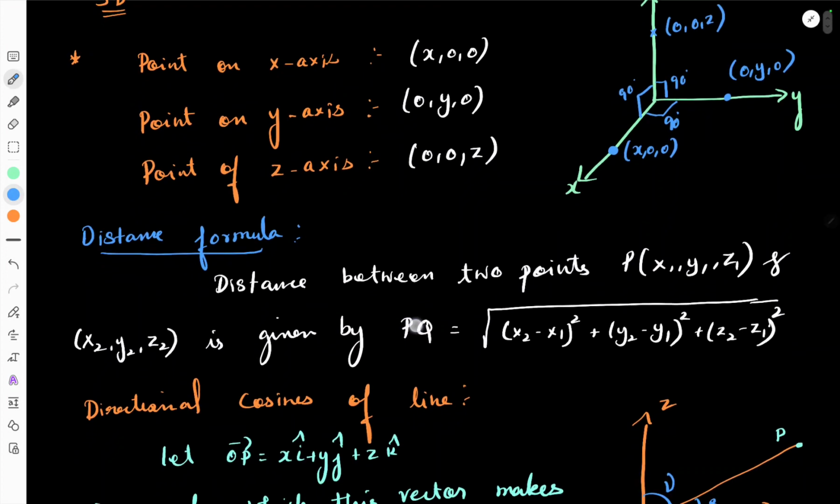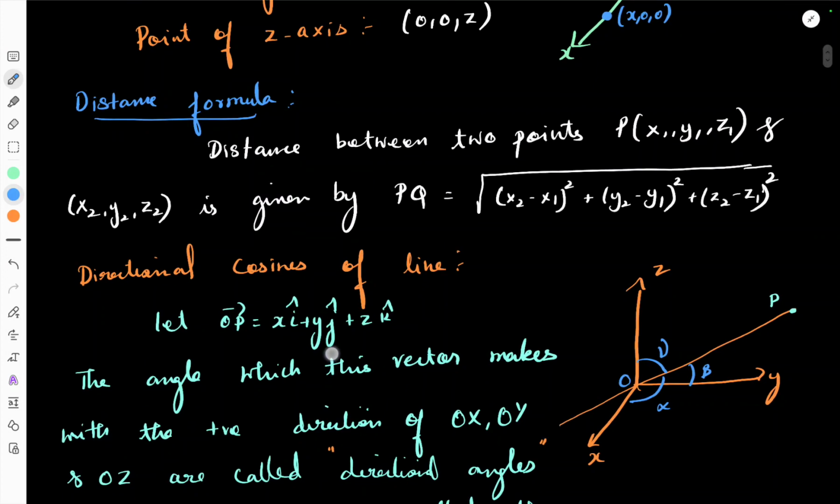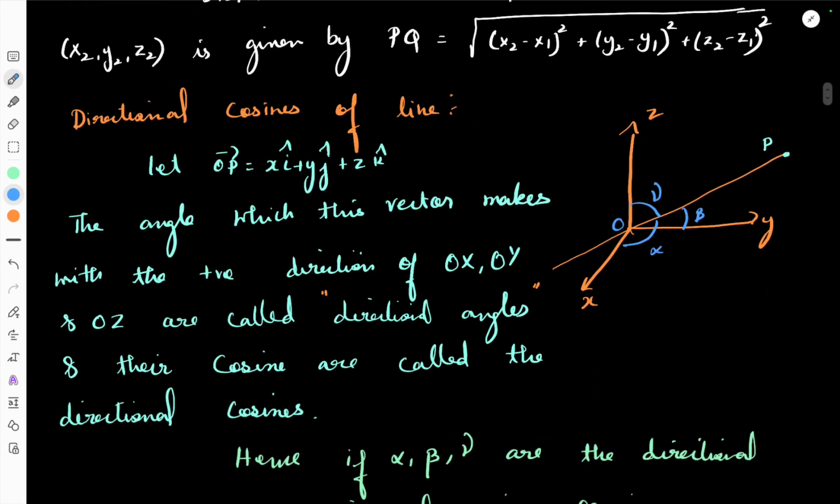Now the next thing you have to know here is the distance formula. We know how to find the distance between two points. This we have learned in 11th standard as well. It is just the root of (x2 minus x1) the whole square plus (y2 minus y1) the whole square plus (z2 minus z1) the whole square. So next we will see directional cosines of a line.